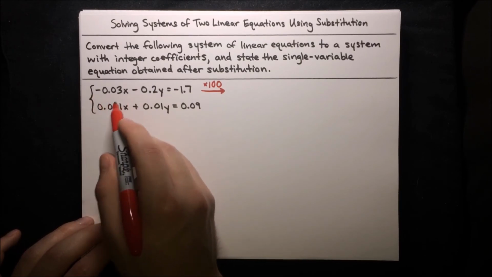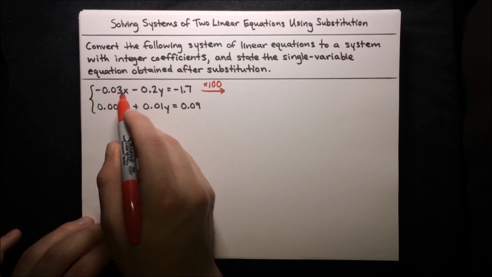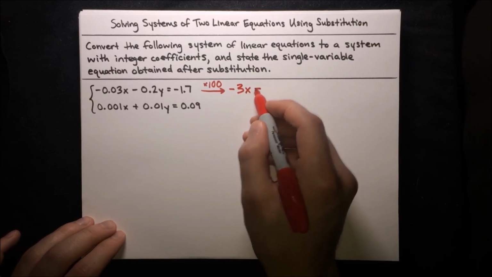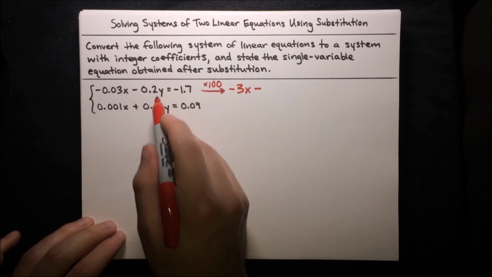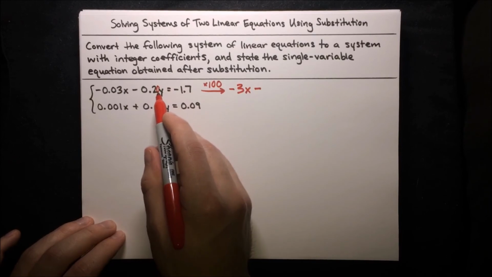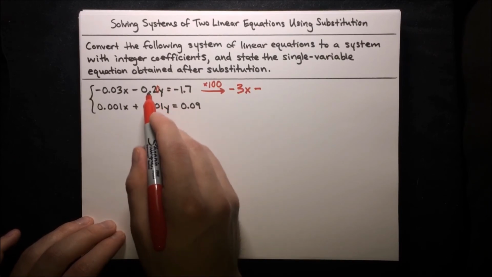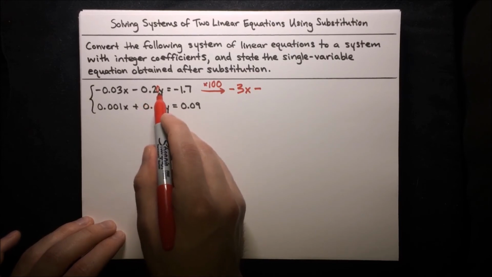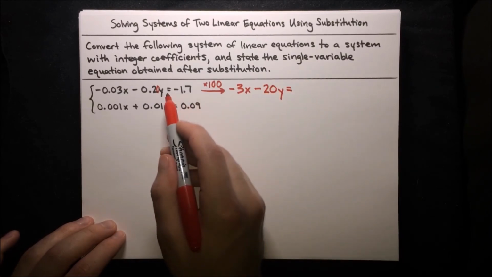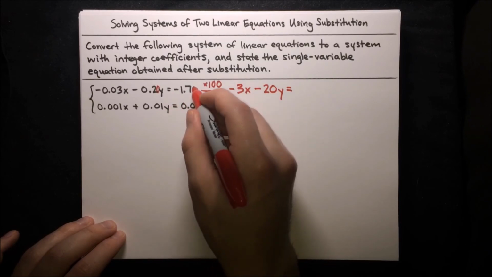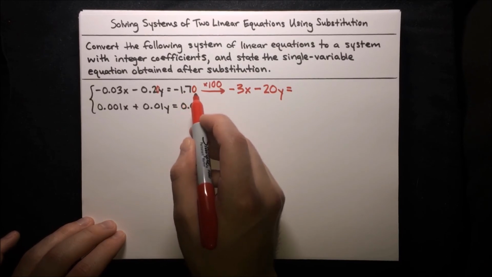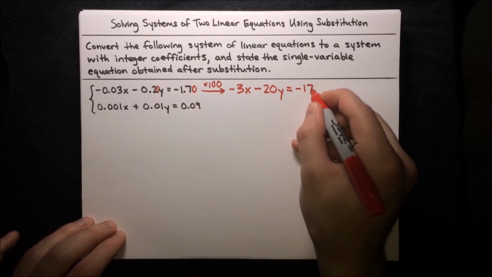So this negative 0.03 becomes, move it over 1, 2, 3 point, so negative 3x. And then minus, how about that 0.2? Move that over 2 to the right. Keep in mind that there's really a 0 after the 2, so when we shift the decimal place over 2 to the right, it's really 20 point. So minus 20y is equal to, same idea with this negative 1.7, which has zeros after the final number. When we move this decimal place twice, we get negative 170 point, so negative 170.